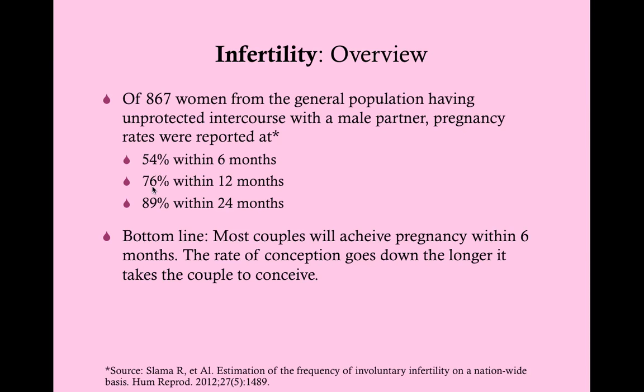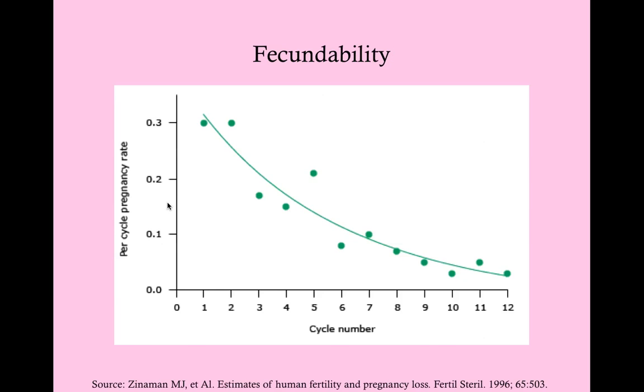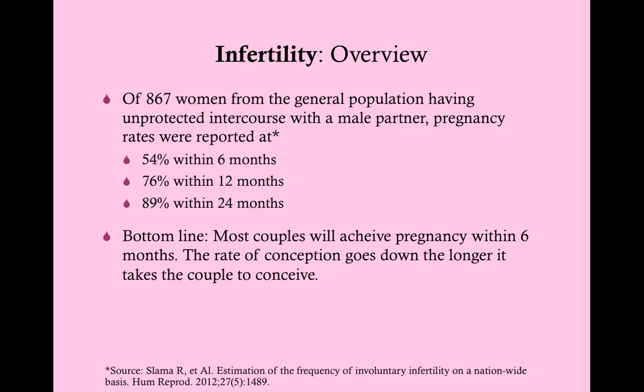But that rate starts to trail off the longer it goes, and that's just a reflection of this fecundability. So the longer it takes them, the less likely they are to get pregnant at all without some kind of intervention, which we're going to talk about when we get to treatment. So the rate of conception goes down the longer it takes the couple to conceive.